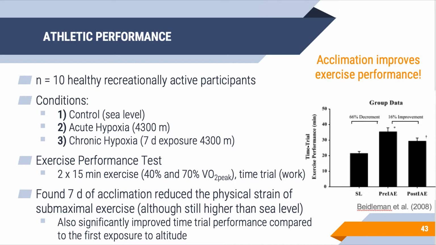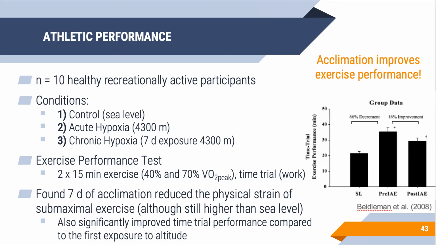They had them perform an exercise task, which was 2 by 15 minutes of exercise, so one block of 15 minutes at 40% of their VO2 peak, and one block of 15 minutes at 70% of their VO2 peak. They then completed a time trial, which was to complete a fixed amount of work as quick as possible.